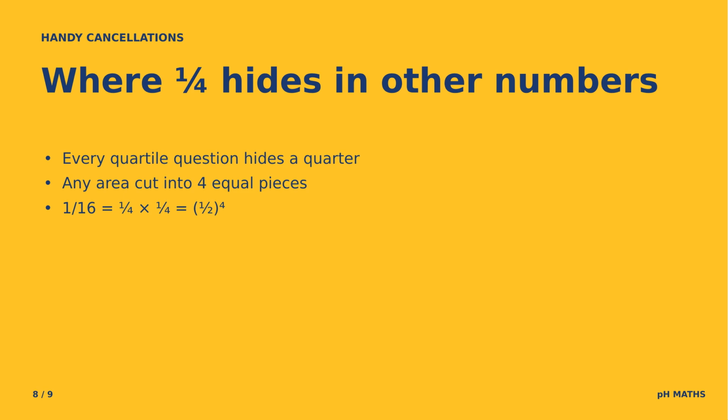Any area cut into 4 equal pieces. 1/16, that's a quarter squared, also a half to the 4th. Half length scale factors. And any percentage between 0 and 25. A quarter is the anchor that helps you eyeball whether your answer is reasonable. Spot the quarter, save the calculation.